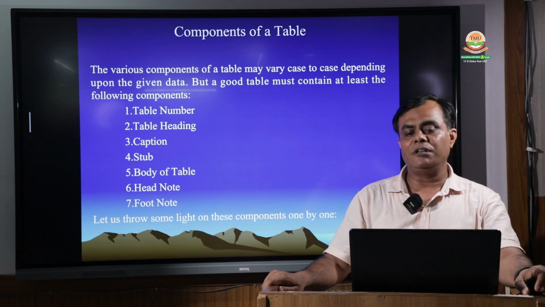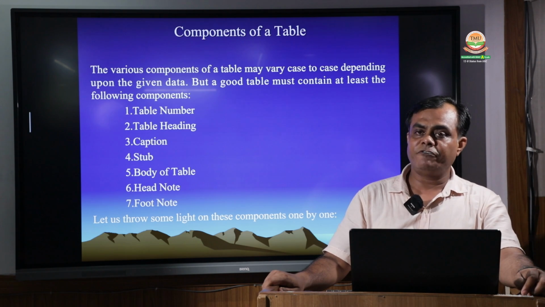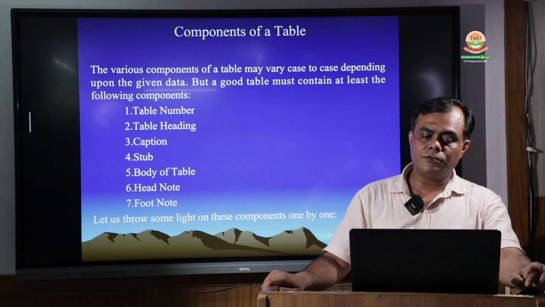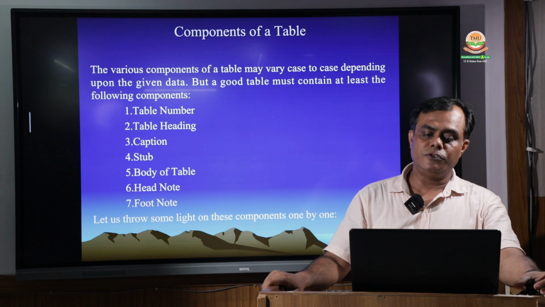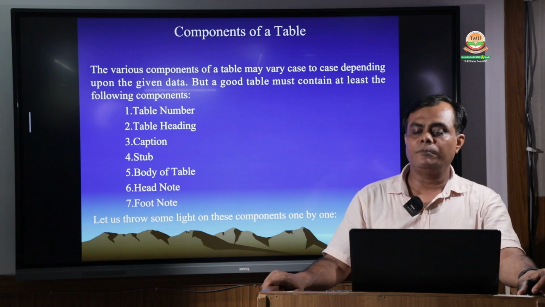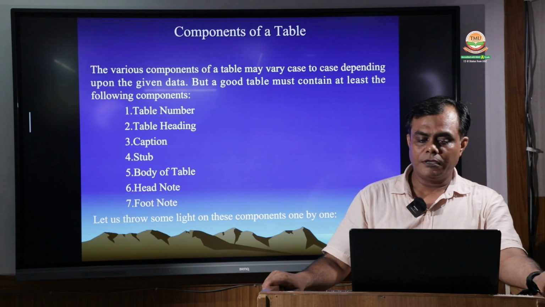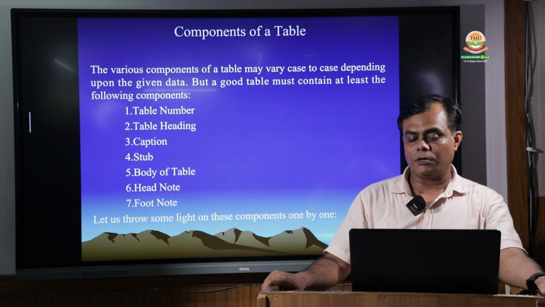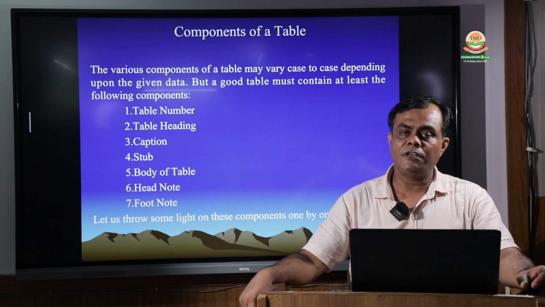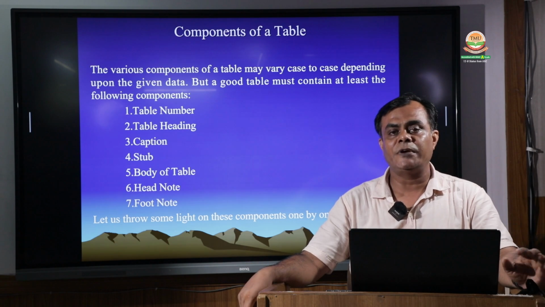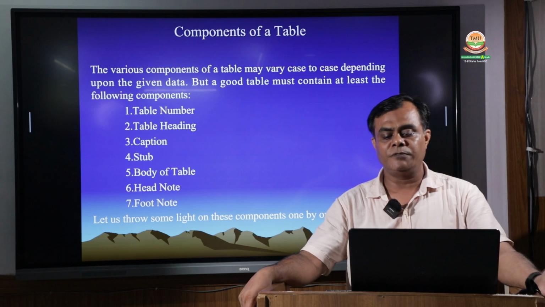So, first let us go through the table number. A statistical table should be numbered. There are different ways with regard to the place where the table number is given. The table number may be shown either in the center at the top above the title or on the left-hand side of the table at the top. So, we always put the table number on the top of the table, whether at the center or on the left side.